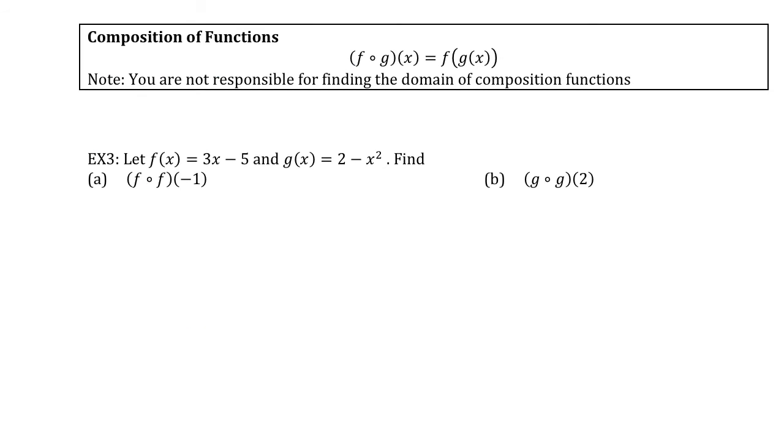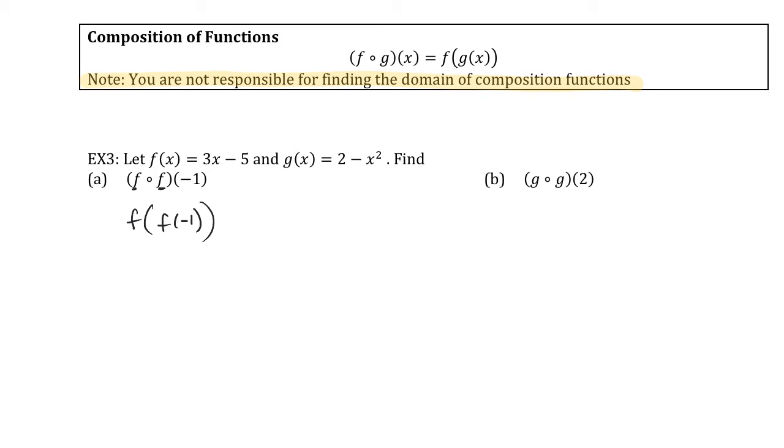All right, so let's look at composite functions. For this class, we're not expected to do the domain for composite functions, so we don't have to worry about that. The composite function, basically, is where you take your -1 and input it into the first function, the one closest to us, and then whatever that output is, you plug in as the new input for the second function.